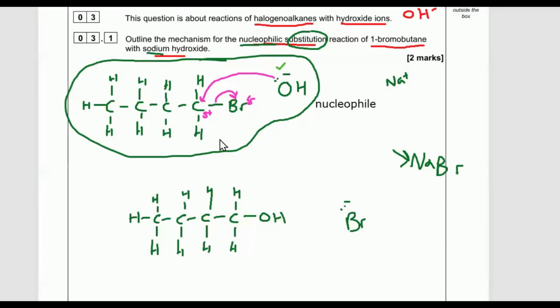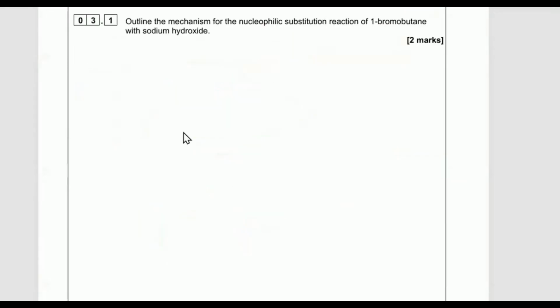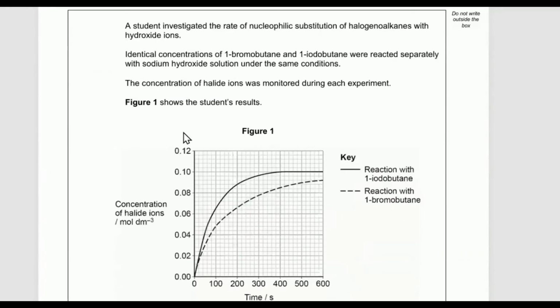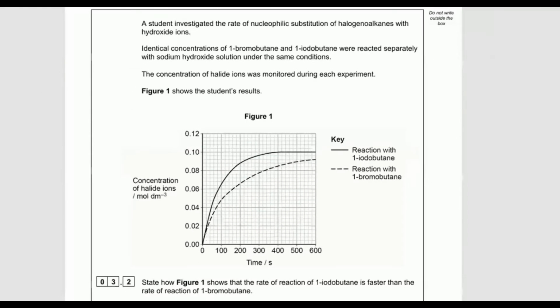You don't need to show the sodium ion. You don't need to show the products. And you don't need to show the possibility that the sodium ions and the bromine ions will get together to form sodium bromide. You don't need to show that. Your 2 marks are gained by the mechanism there. Okay, let's move on to the next part of the question.